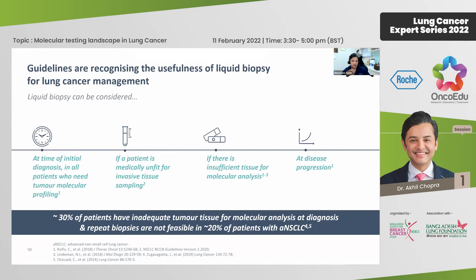Clearly, if the patient cannot undergo a biopsy for whatever reason, liquid biopsy is a good option. If the tissue that has been used to make the diagnosis is already used up, and you don't have any more tissue to do genetic testing, you can consider liquid biopsy. And now I think we are using more and more liquid biopsy on disease progression.